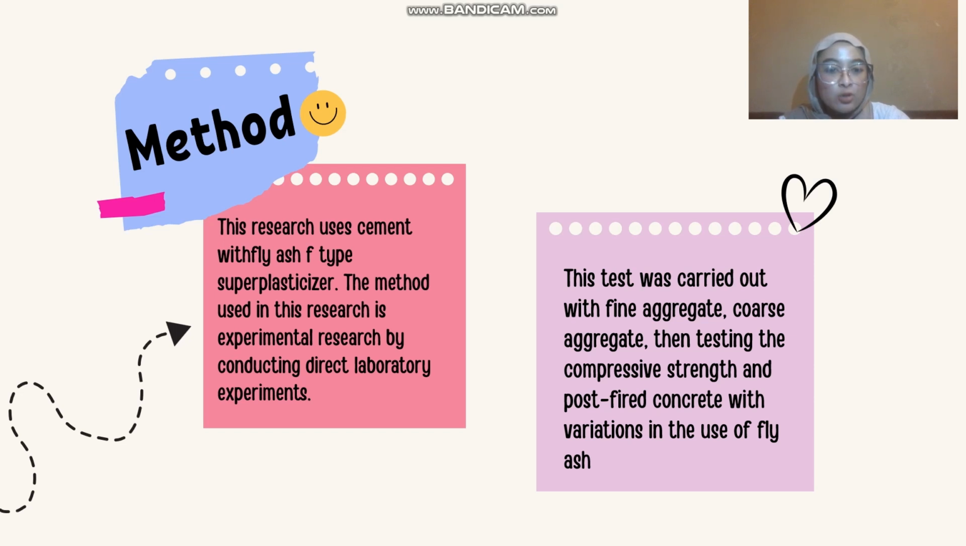In this research, 27 samples were made with a cylindrical shape with a height of 300 mm and a diameter of 150 mm. The type of test carried out is a compressive strength test with curing ages of 7 days, 28 days, and 36 days. Post-burning concrete for each variation was then made into 3 samples.